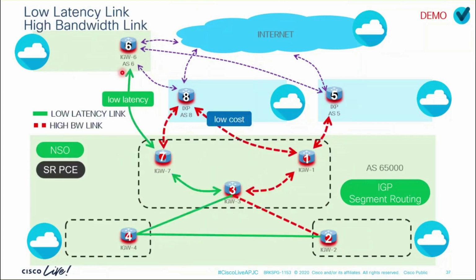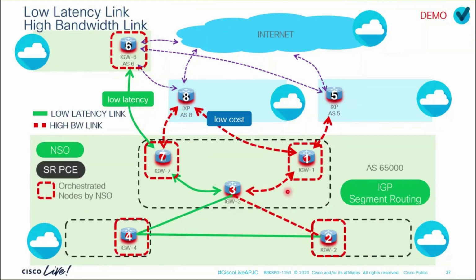So in terms of the links, we categorize 2 links. The green solid links are low latency links, and the dotted and red links are the normal links. And NSO will actually configure router 6, 7, 1, 2, and 4 here.